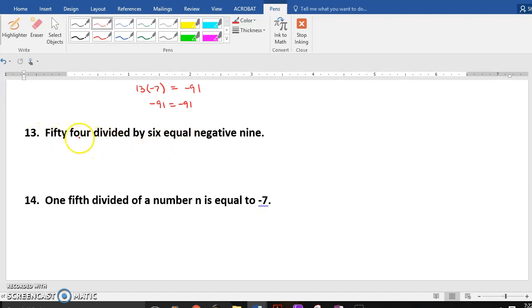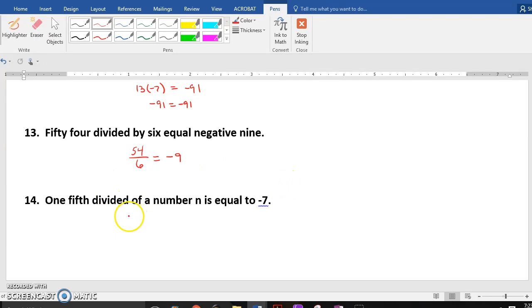Now, 13, when we write this, 54 divided by 6. So 54 divided by 6 is equal to negative 9. Is this a true statement? No. This is a false statement, so it's not a solution.